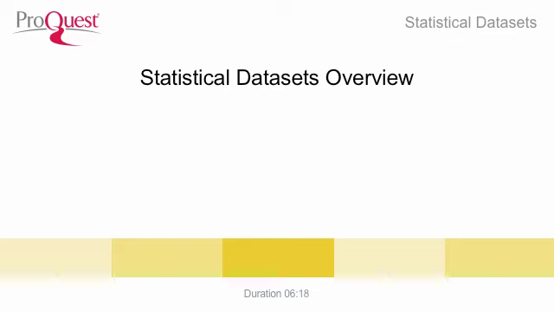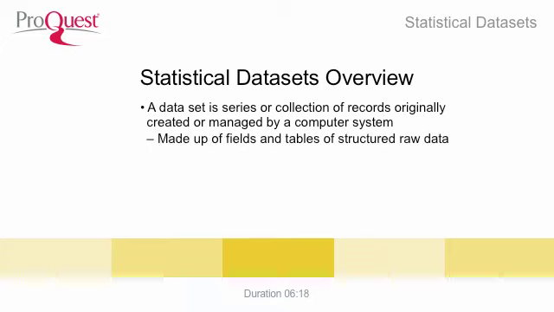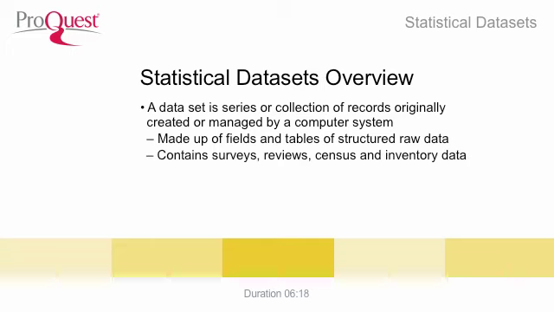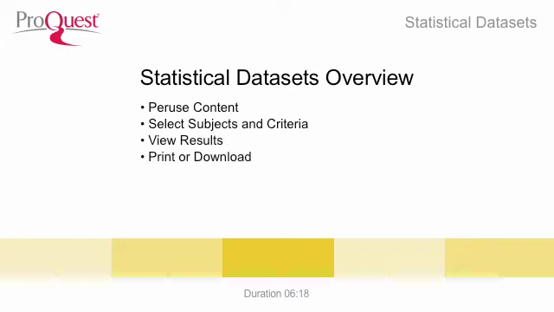A dataset is a series or collection of records originally created or managed by a computer system. It's made up of fields and tables containing structured raw data, and typically contains surveys, reviews, census, and inventory data. ProQuest Statistical Datasets lets you peruse content, select subjects and criteria, view results, print or download the statistical data, so you can compare and analyze criteria on a wide range of subjects, from consumer behavior to housing, economic indicators to crime, and even the weather.